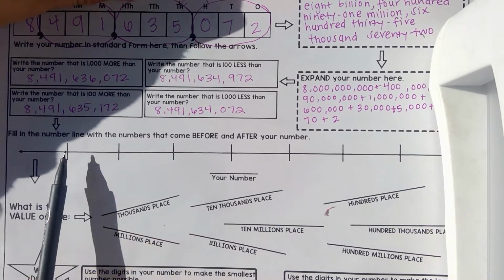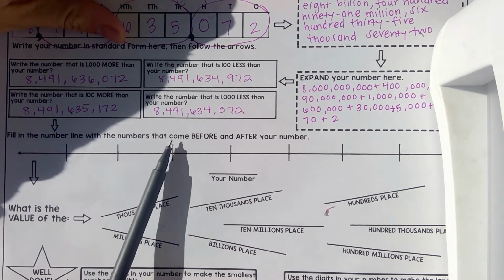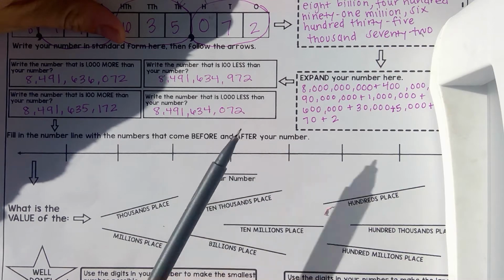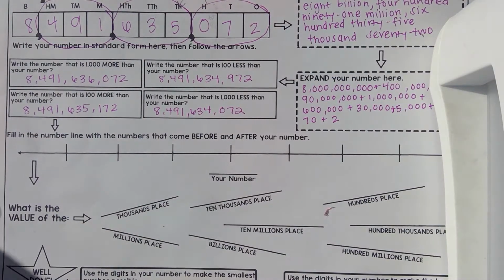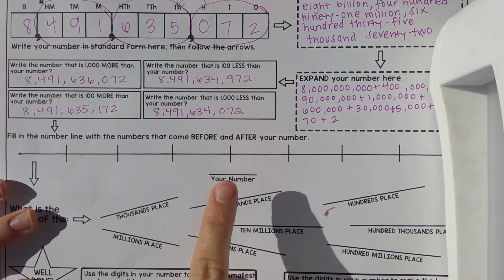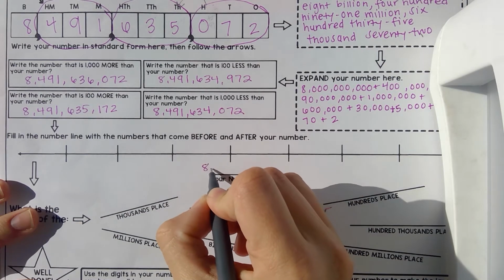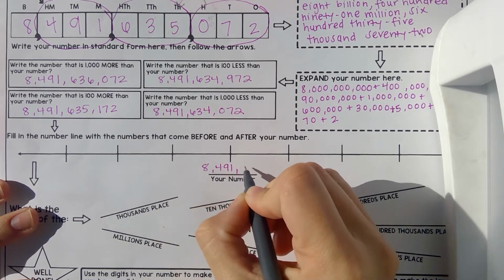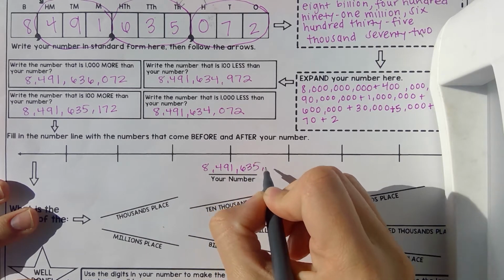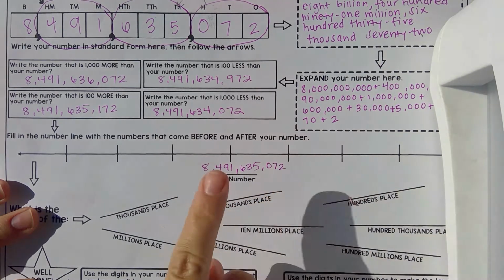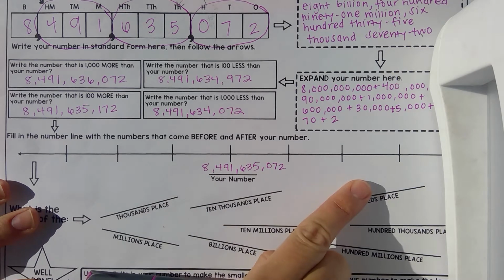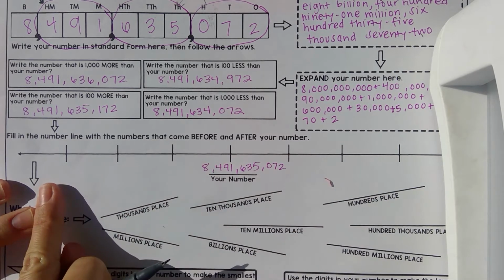So if we come down, it says fill in the number line with the numbers that come before and after your number. This is where it gets a little bit tricky and you kind of run out of room. So first let's put our number here on this line. So I have 8,491,635,072. So as I go this direction, I'm adding 1. As I go back, I'm subtracting 1.